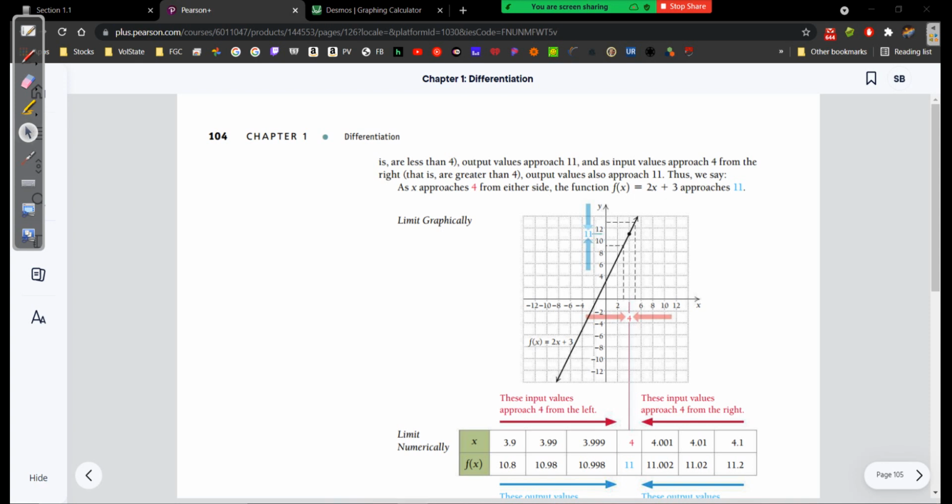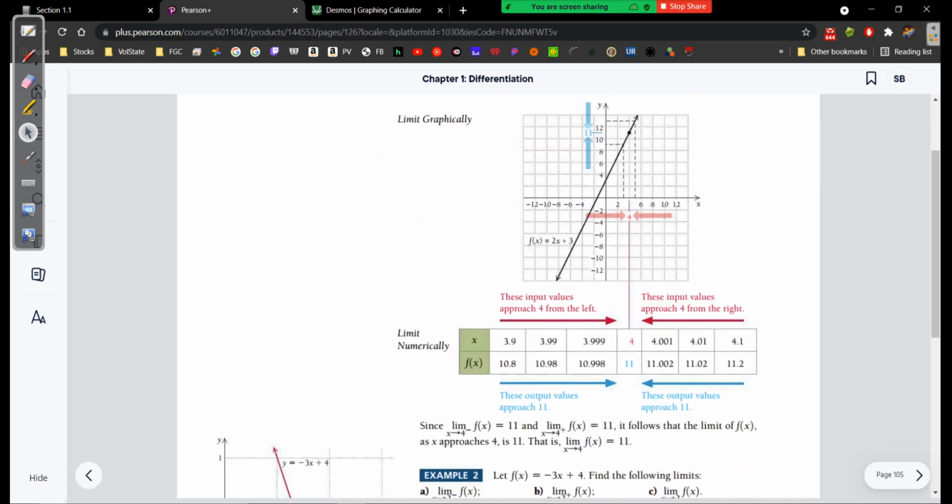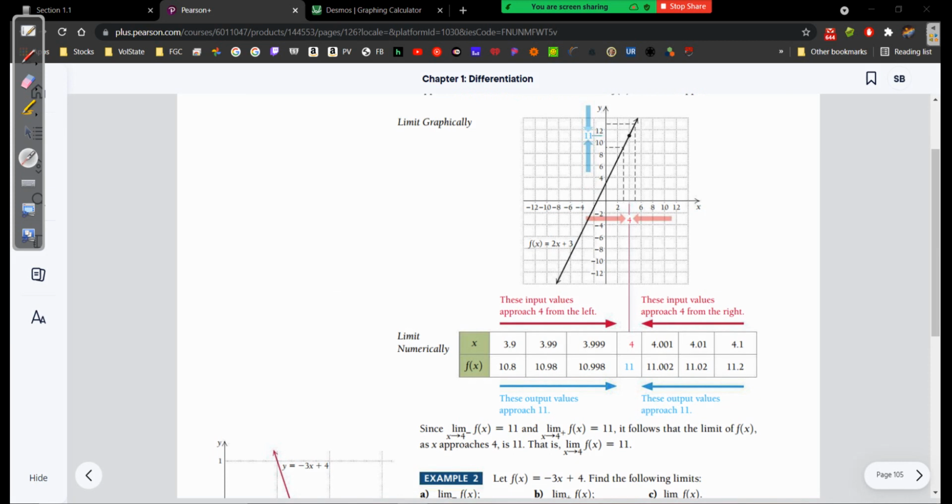So let's go ahead and touch on it real quick. Okay, so we have our graph here. This is 2x plus 3. Now we are trying to approach, it looks like, what, 4? Yeah, it looks like we're trying to approach 4. x equals 4 right here. We're trying to approach x equals 4.